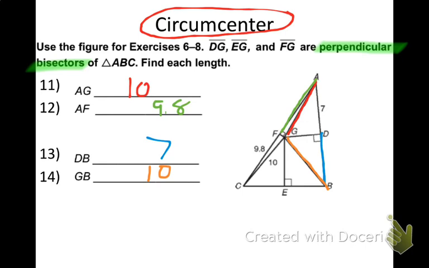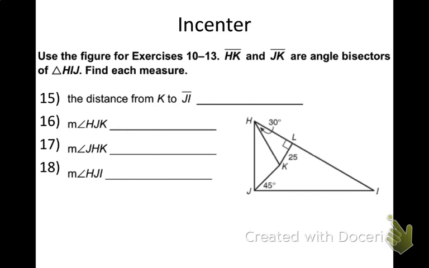There's 10. All right. Try these 4. This is the incenter now. Incenters are the angle bisectors. Angle bisectors. All right. Try these 4. All right. Number 15. The distance from K to JI. What's that distance going to be, Jack? Nice job, sir.